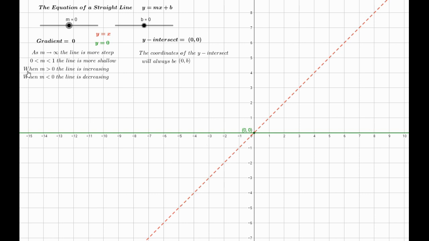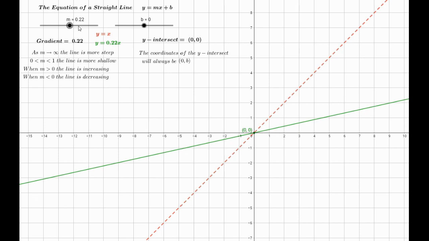When m is greater than 0, the line is increasing. Meaning any positive value for m, that's positive, that's positive, that's positive. Any value bigger than 0, the line is increasing. By that we mean when we read this graph from left to right, we can see that the line is going from lower to higher. So the values are increasing.